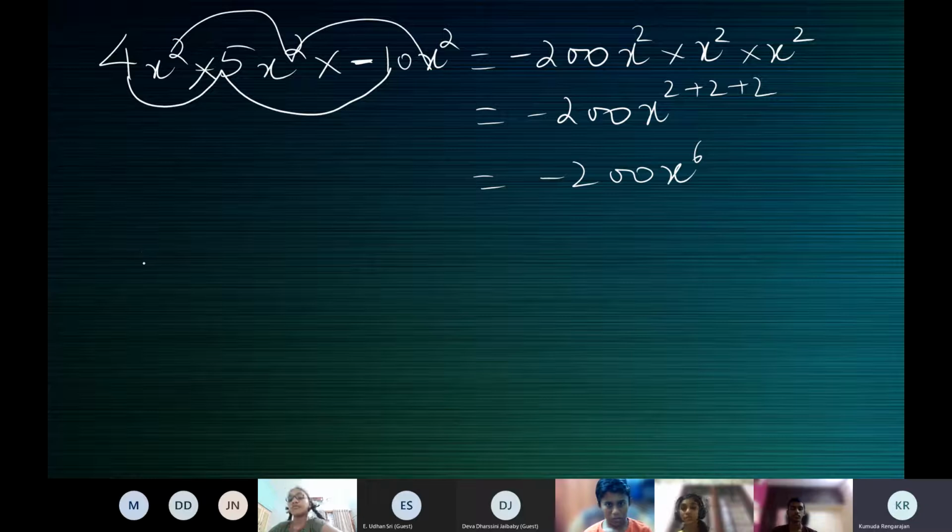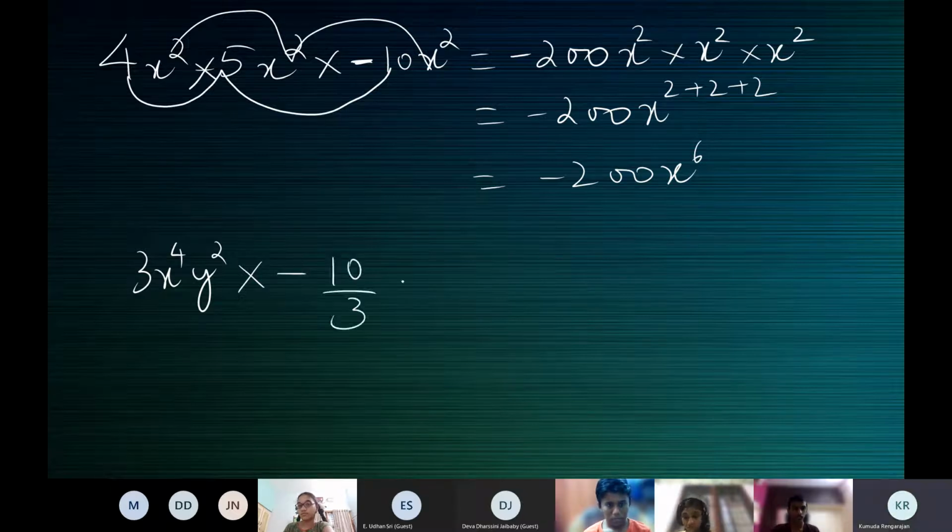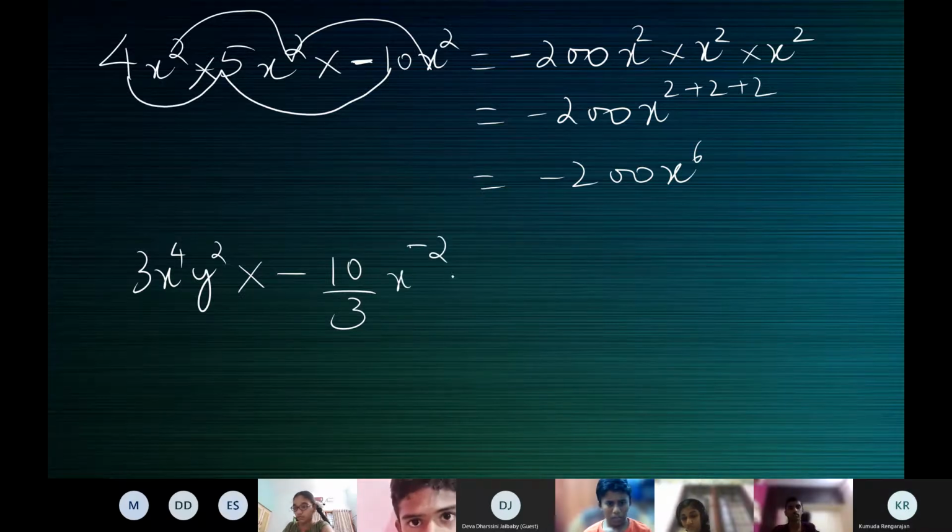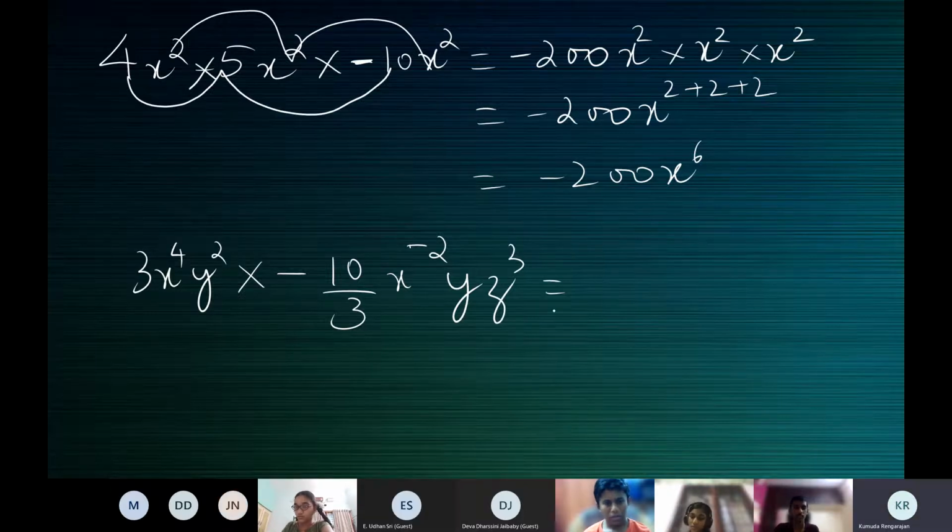What is 3x to the power 4 y square into minus 10 by 3 x to the power minus 2 y z cube? What's the result? Are they like terms? No, ma'am. They're not. And are we bothered if they're like or unlike? No, ma'am.